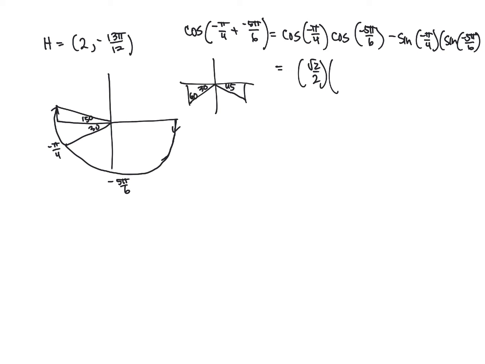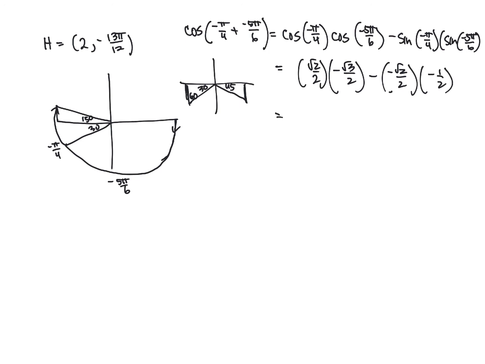So, and this is 60. So across from the 60 is root 3 over 2, but it would be negative. So negative root 3 over 2 minus, now sine negative pi over 4. So negative pi over 4 would be right here. So that would be a negative root 2 over 2. And then sine negative 5 pi over 6 would be here, and that would be negative, so negative 1/2.